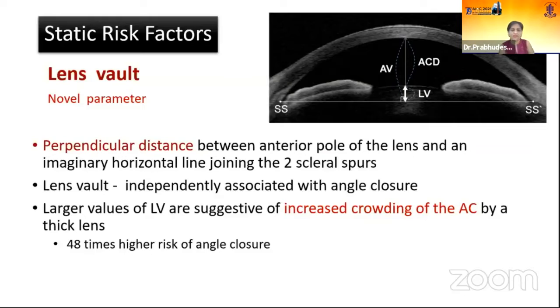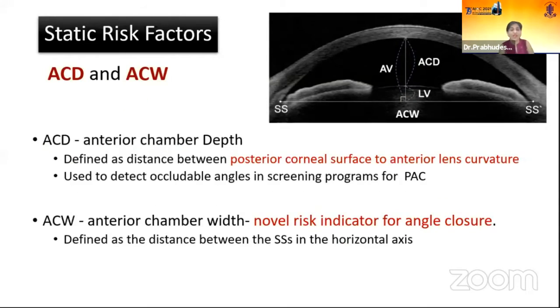So this is independently associated with angle closure, and larger values of LV suggest increased crowding. The upper quartile has a 48 times higher risk of angle closure than the lower quartile in a statistical graph. Anterior chamber depth, we all know, is the distance from the posterior corneal surface to the anterior lens curvature. Anterior chamber width again is a novel risk indicator for angle closure, and this is the distance between the two scleral spurs.